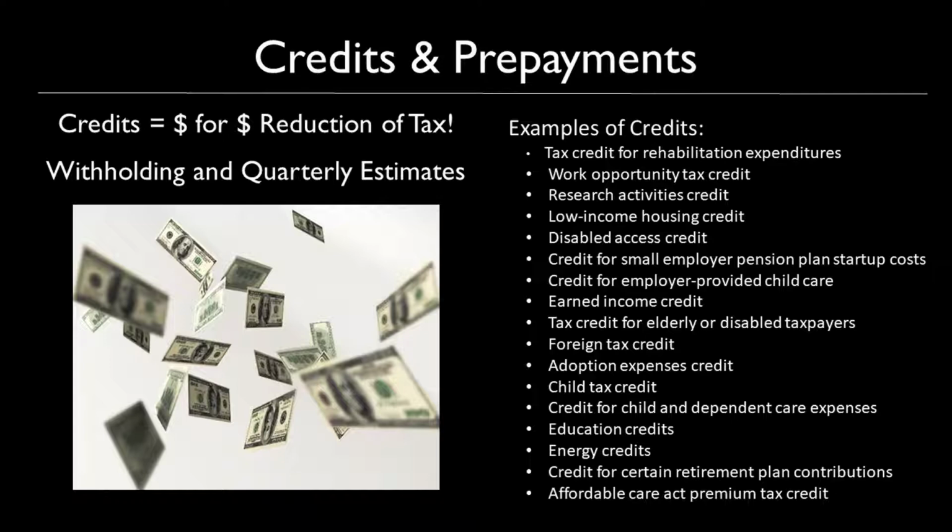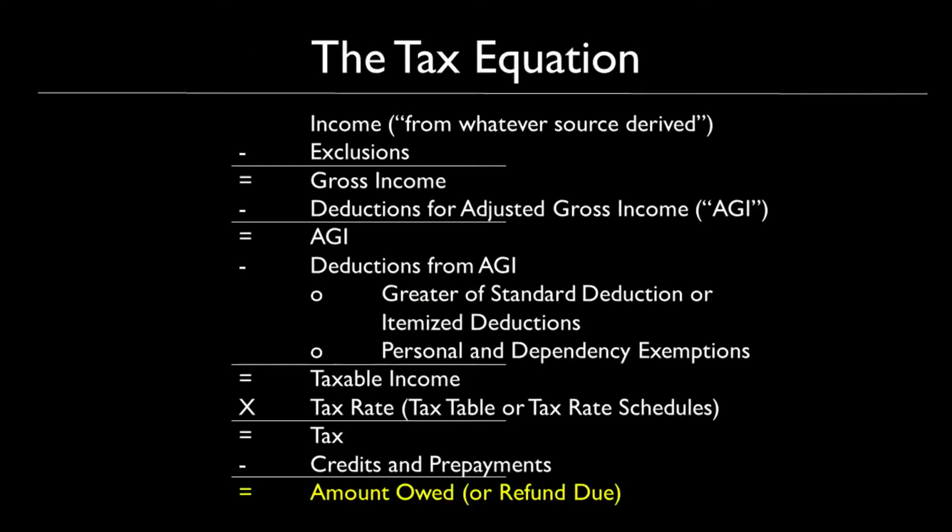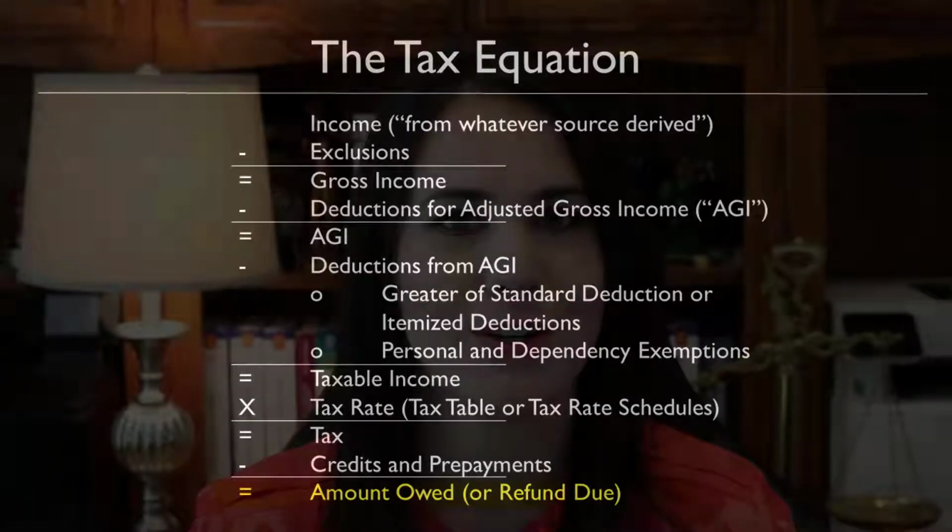Tax credit for rehabilitation expenses, work opportunity tax credits, research activities credits or research and development tax credits, low-income housing, child tax credits, and if you go down to the bottom, these are typical tax credits that most people have heard of. Child tax credit, the credit for child and dependent care expenses, education credits, energy credits, like when you were able to take a credit for putting more insulation in your house, or credits that you would be able to receive if you purchased an energy efficient vehicle. All right, that leaves you with the amount owed to the IRS or your refund due.